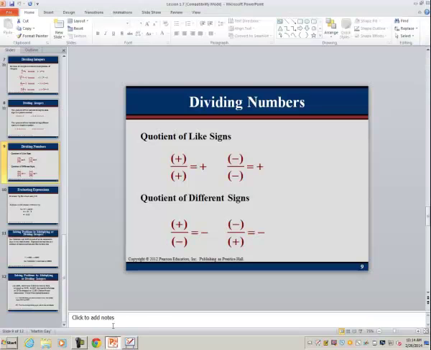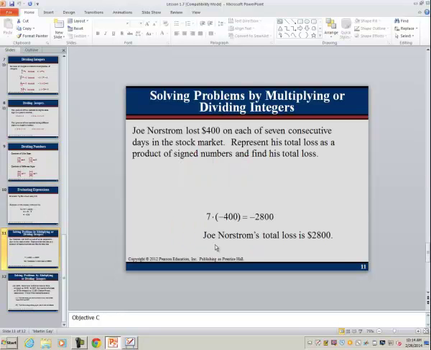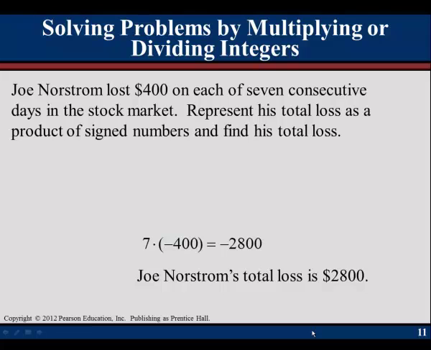All right, let's take a look at this next problem here. It says that Joe Nordstrom lost $400 on each of 7 consecutive days in the stock market. How much did he lose each day? $400. He lost $400 each day. Represent this total loss as a product of signed numbers and find the total loss. So he lost $400 in how many days? 7 days. So we want to know how much he lost altogether.